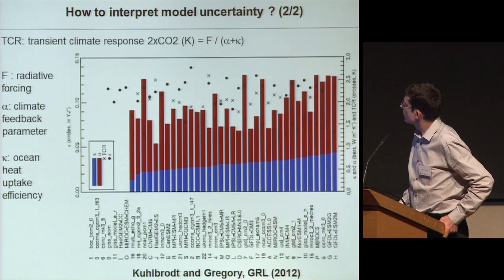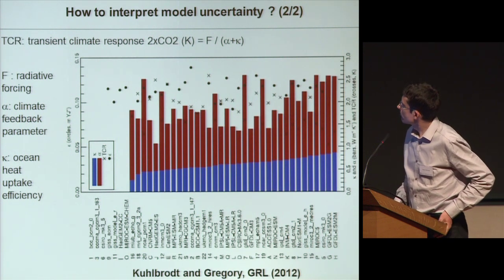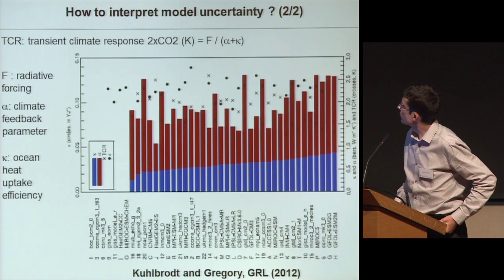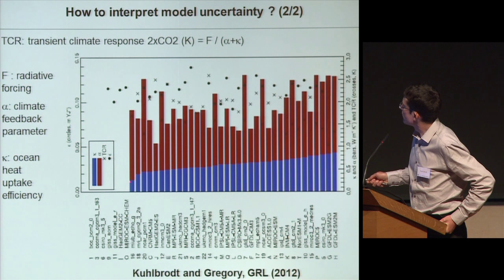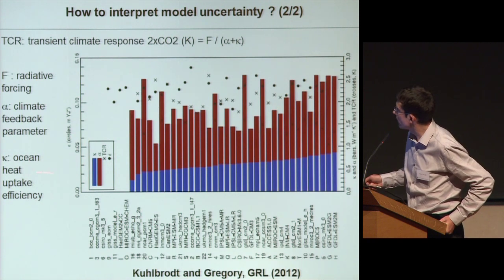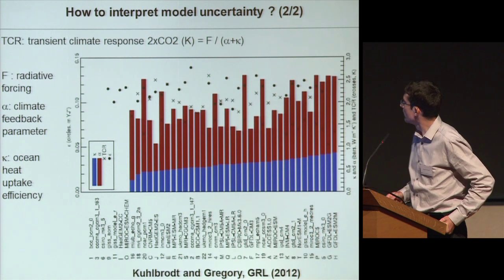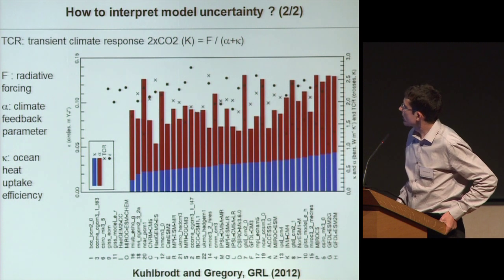And now this is a study from Kuhlbrodt and Gregory about more or less the same exercise, but performed for many CMIP5 models, so the new generation of models. Here they plotted in blue the ocean heat uptake efficiency. You see that they classified the models in ascending order. You see there are very different heat uptake efficiencies.